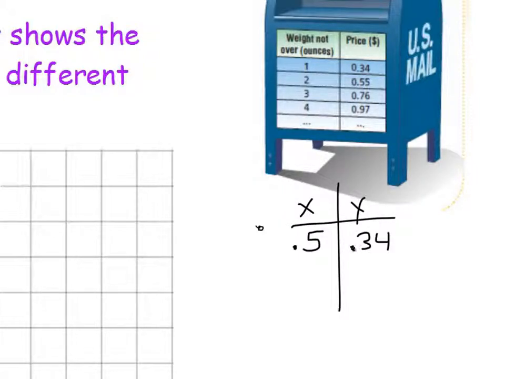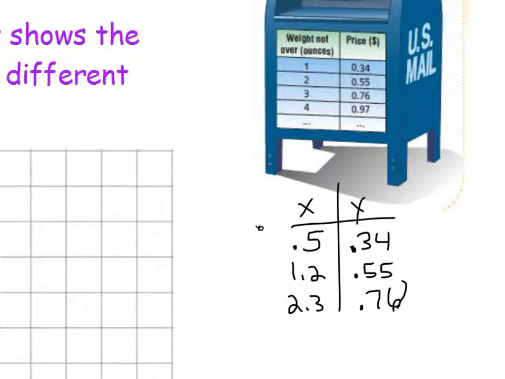What about between 1 and 2? So like 1.2. Since that's not over 2, but it's over 1, so it has to be the 2-ounce price of 55 cents. And then between 2 and 3, like 2.3, it's not over 3, and it's greater than 2, so it's got to be the next price of 76 cents, etc.